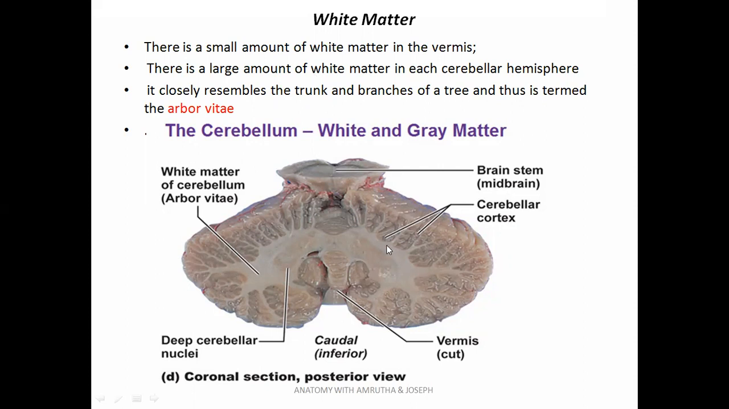It closely resembles the trunk and branches of a tree, and this is termed the arbor vitae. This branching pattern of the white matter is called the arbor vitae. So arbor vitae represents the white matter of the cerebellum. In this coronal section you can see a lot of white matter inside the cerebellum. You can also see the vermis. The vermis has a little bit of white matter, whereas the cerebellar hemisphere has a lot of white matter, which is surrounded by the cortex.